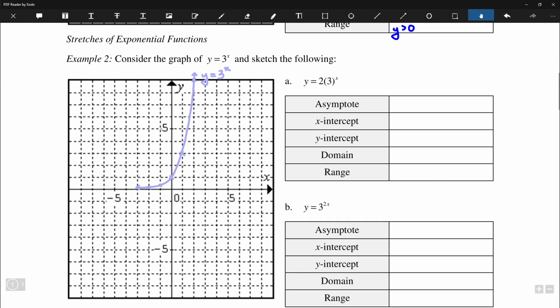So example 2, very similar to example 1, we are given a kind of basic exponential function, in this case y equals 3 to the x, and we're going to sketch the following. The first one will be y equals 2 times 3 to the x power, and then after that we will have y equals 3 to the 2x power. So what that means is, in the first case, we're going to have vertical stretch by 2 because of this 2 here. So we're going to label that as such. And then in the second case, this is going to be a horizontal stretch by 1/2.